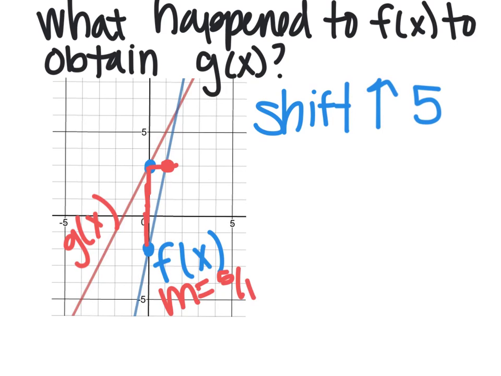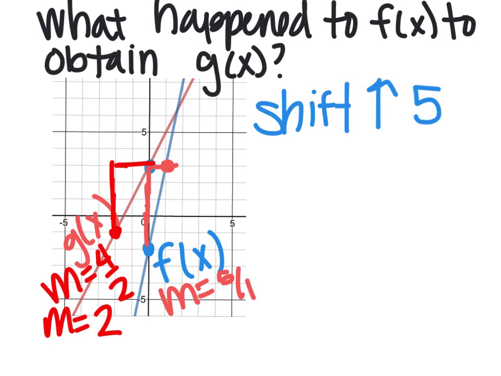Well, I need to do the same thing for the red line. I need to find another point. It looks like I have a point here at -2, +1. So I can find my slope by going up 1, 2, 3, 4, and over 2. So my slope of my red line is 4 over 2, which means that the slope of the red line is just 2, because 4 over 2 is 2. And the slope of the blue line is 5.